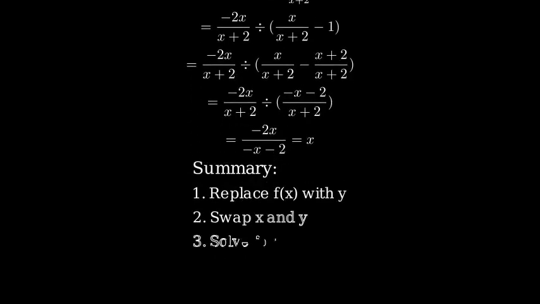Let's summarize what we learned. To find the inverse of a rational function, first, replace f(x) with y. Then swap x and y. Finally, solve for y using algebra. Always verify your answer by checking that f(f inverse of x) = x.